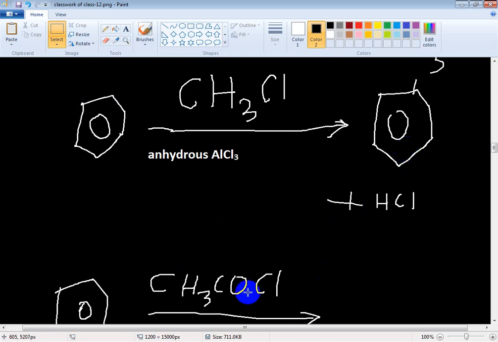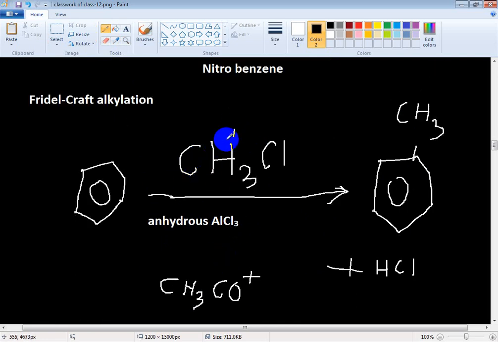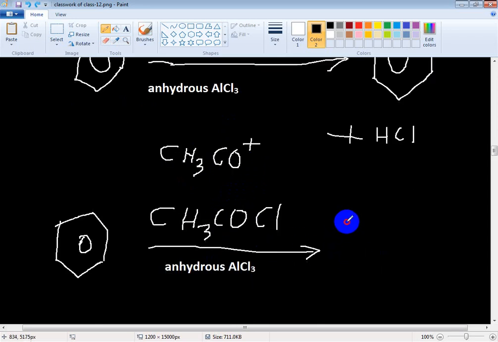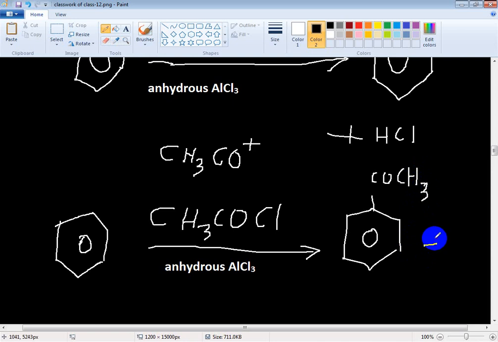The product will be similar. This is the benzene ring, and this one is the carbocation, CH3CO plus. CH3CO is the acyl group. So where we added the acyl group, COCH3, this is acetophenone. HCl is also formed. The reaction mechanism is the same. I am showing these things.